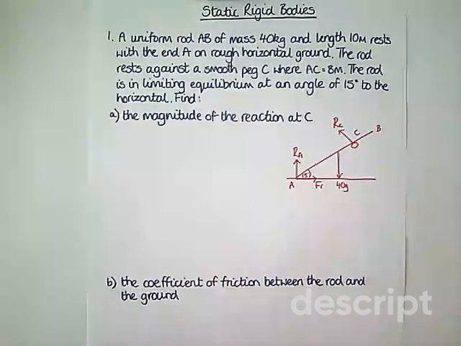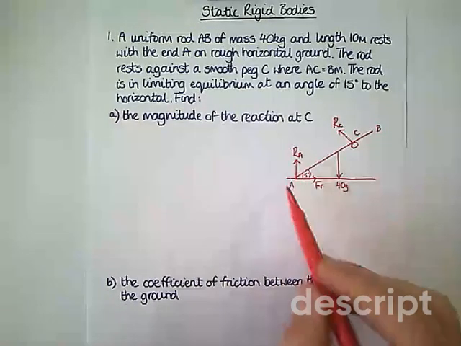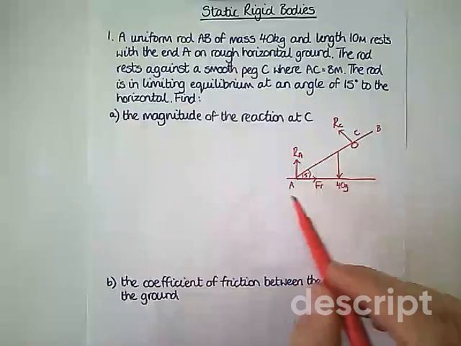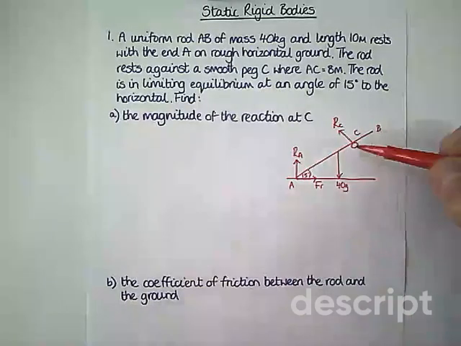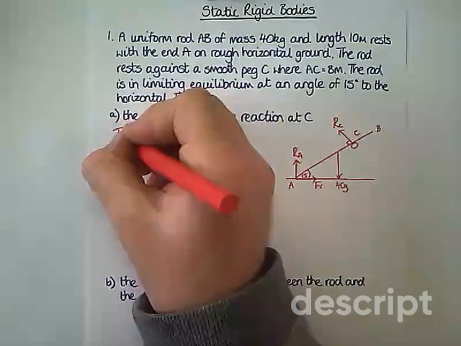So if I take moments about A, that will get rid of these unknowns that I don't know yet, the reaction force at A and friction at A, and leave me with just one unknown. Remember, that is perpendicular to this. So I'm going to take moments about A.